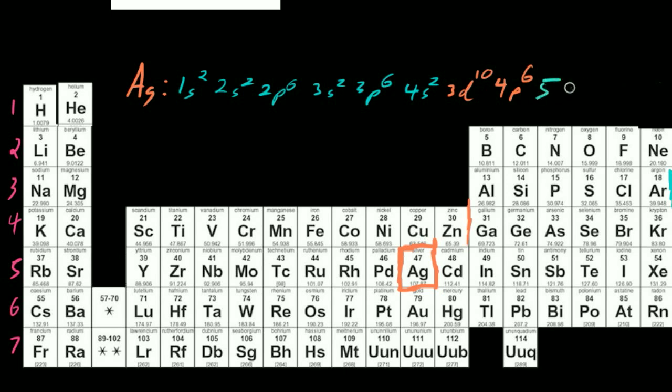We're going to have 5s2, that s orbital is totally full. And now we're in our d block, and we're going to count over, so we've got 1, 2, 3, 4, 5, 6, 7, 8, 9, 10 here. So we know that silver is in this column that we have a 9 over. And so that means that we need 9 electrons inside of this d orbital.